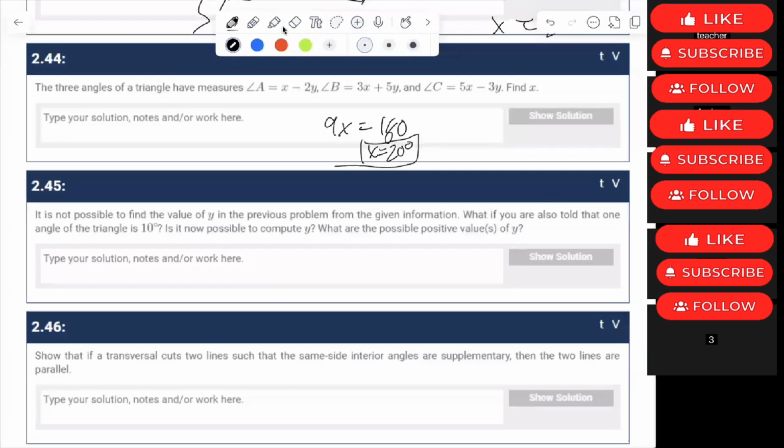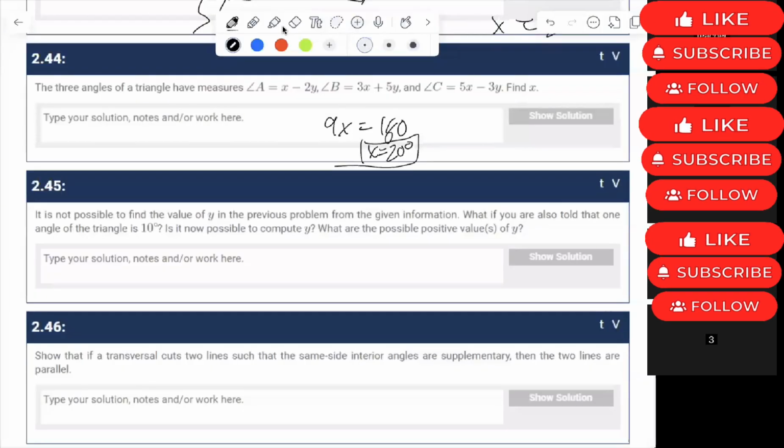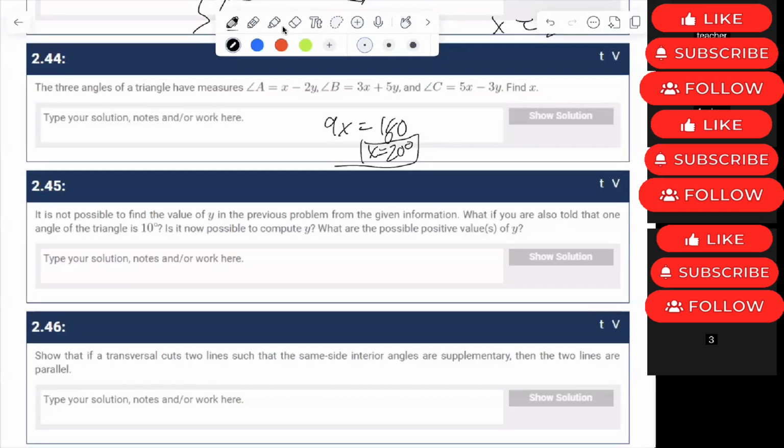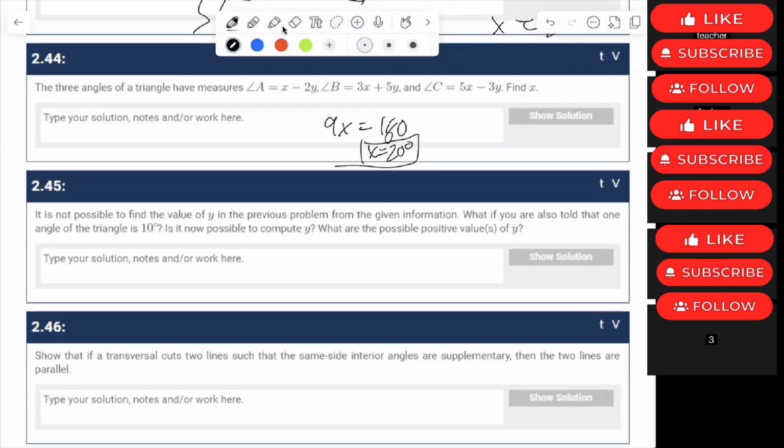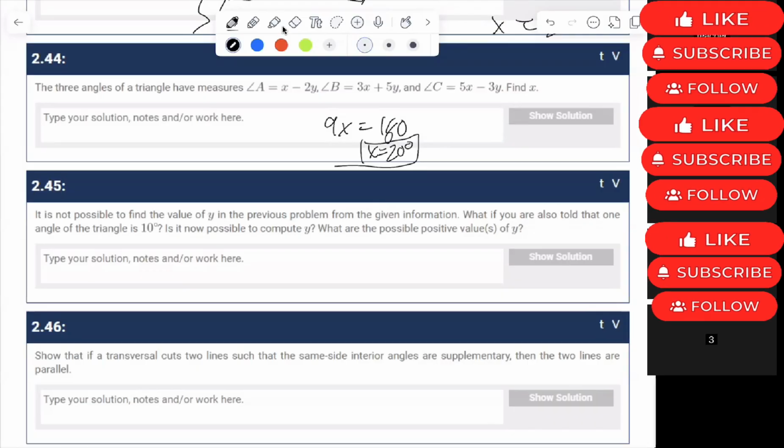Let's get started with this question. It is not possible to find the value of y in the previous problem. What if you were told that the angle of the triangle is 10 degrees? Is it not possible to compute y? Well, the angle is 10 degrees.